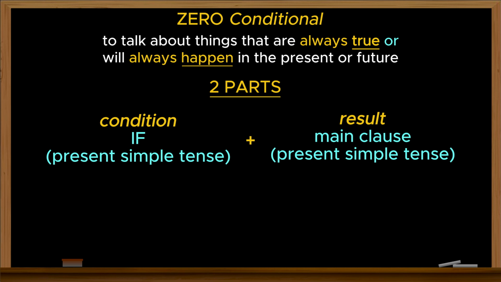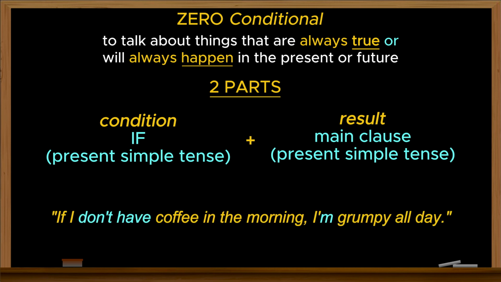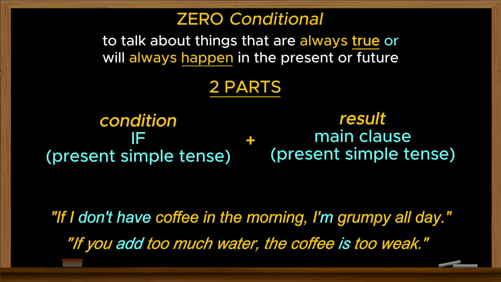So let me give you some examples. Imagine you're making coffee in the morning and you say, let's say to your roommate, "If I don't have coffee in the morning, I'm grumpy all day." Or, let's imagine that you're a barista and you're teaching someone how to make coffee. You might say, "If you add too much water, the coffee is too weak." So both of these sentences have conditions in the first clause that, if met, make the second clause true.